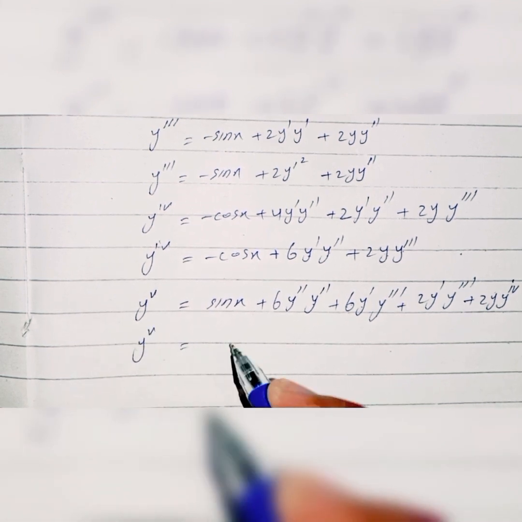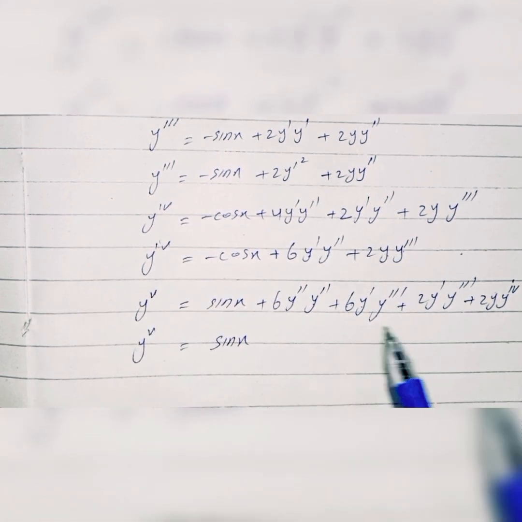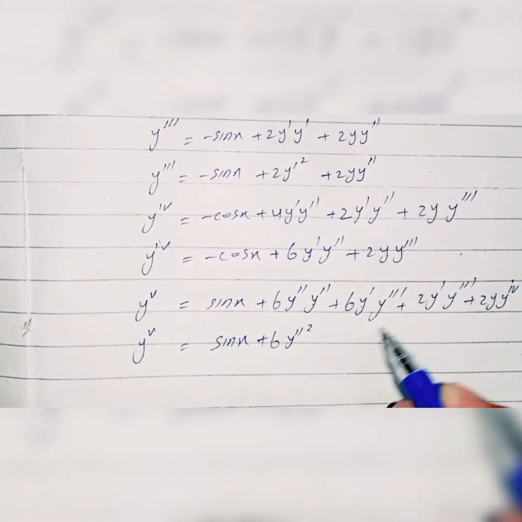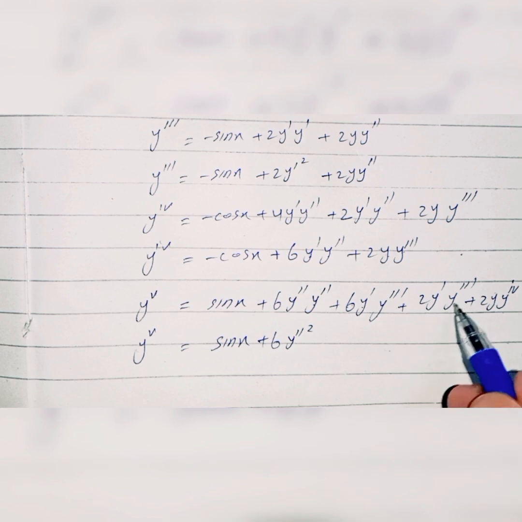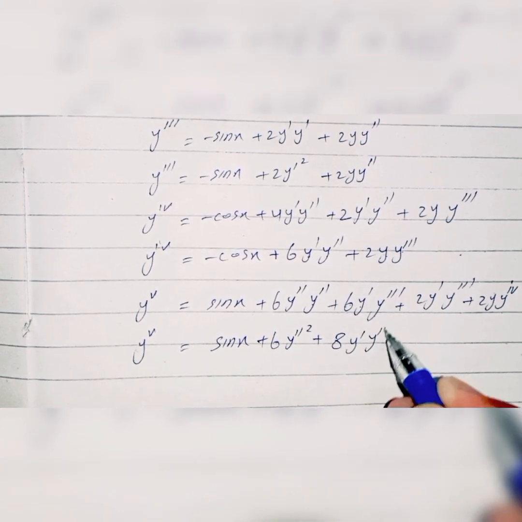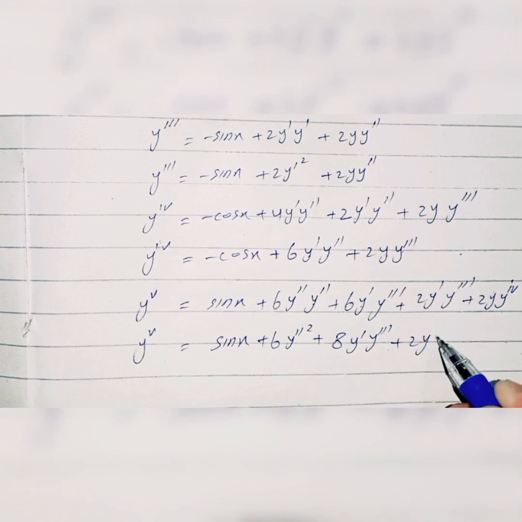Now we have fifth derivative sin x plus 6y double prime square. These two quantities are the same, so they can be added: 8y prime y triple prime plus 2y y fourth derivative.